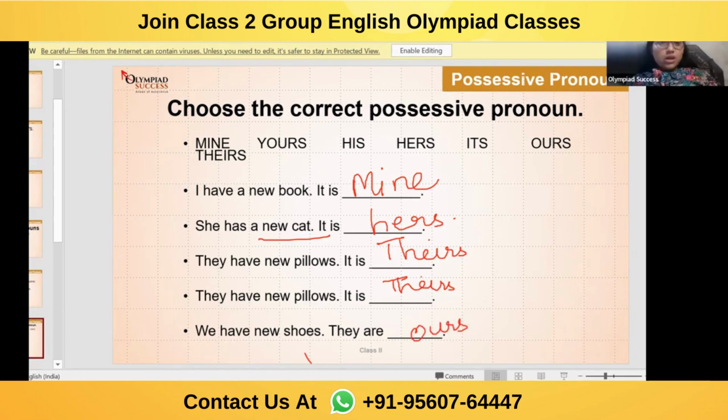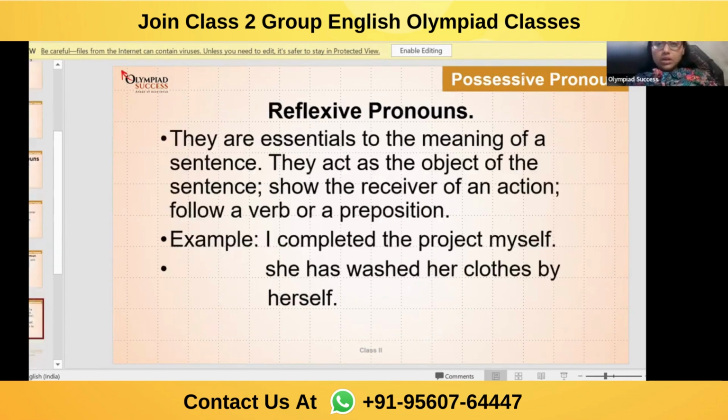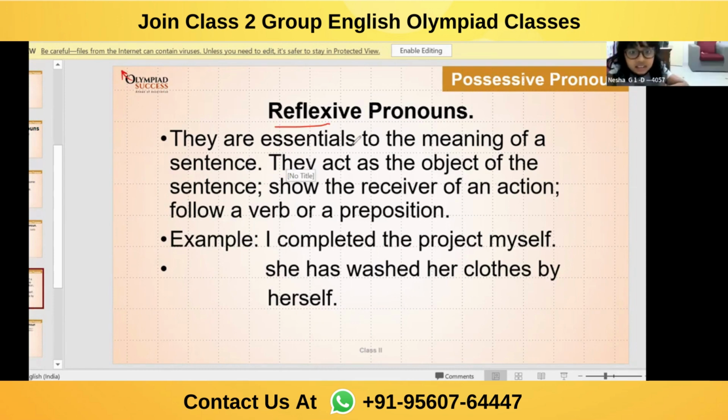So, is it clear? Yes, it is understood how to put the possessive pronoun. Now, let's do reflexive pronoun. What is a reflexive pronoun? Okay, Nisha, kindly read the definition. They are essential to the meaning of a sentence. They act as the object of the sentence, showing the receiver of an action, following a verb or a preposition.